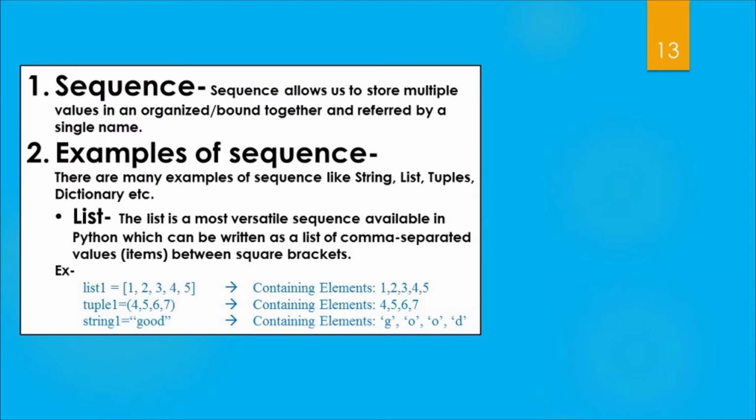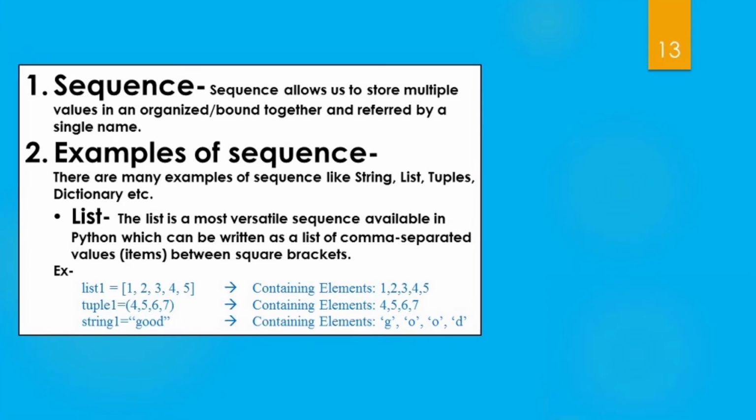Now let's talk about sequence. Sequence allows users to store multiple values bound together and referred by a single name. There are many examples of sequence like list, tuple, string, dictionary. Let's talk about list. List is a sequence which contains comma separated values written within square brackets.